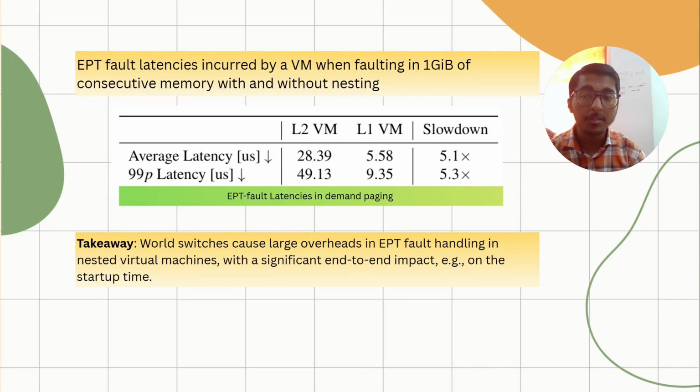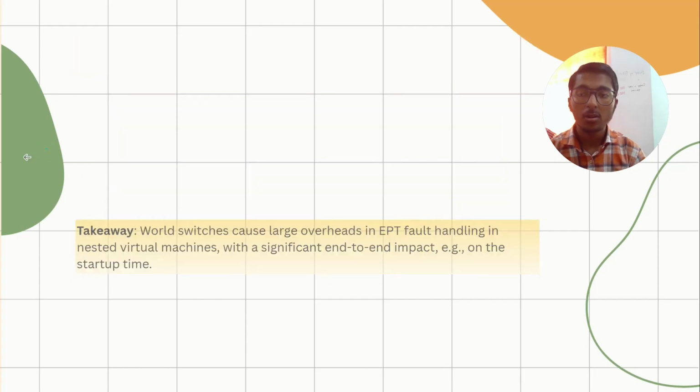What is the takeaway from this? EPT fault handling introduces major overheads because of the repeated world switches, significantly slowing down the startups in nested virtualization. Next, let's talk about the networking part.